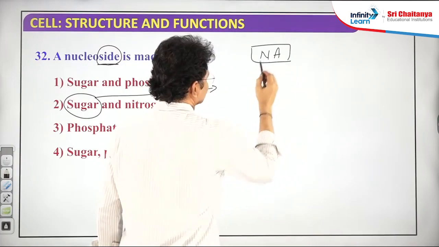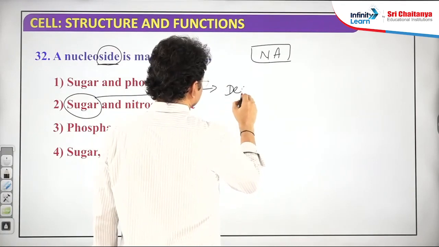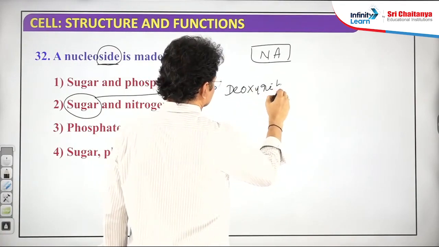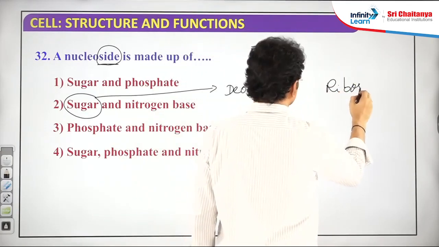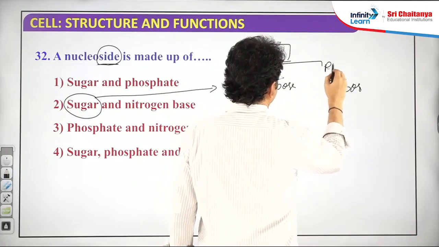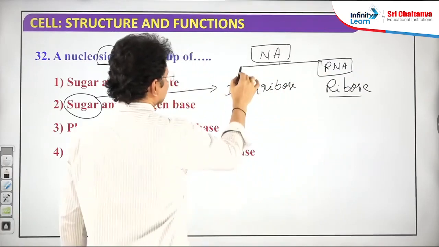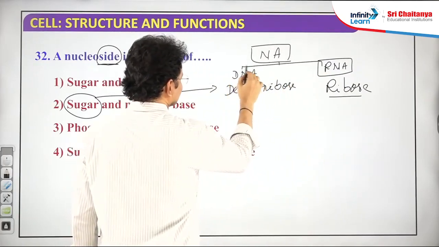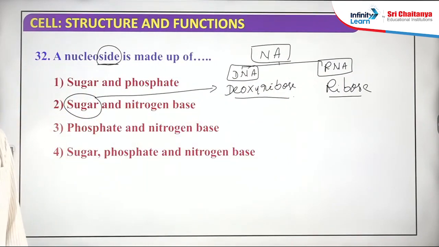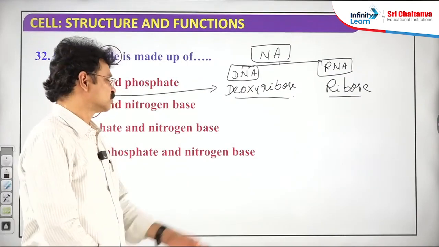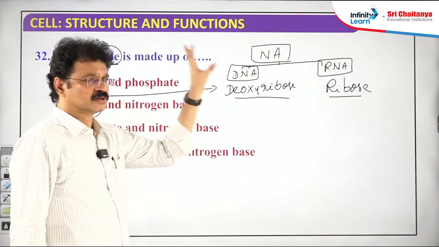What type of sugars are found in nucleic acids? Name of the sugar. Is it deoxyribose sugar or ribose sugar? If the nucleic acid is the RNA, then sugar is the ribose. If the nucleic acid is the DNA, the sugar molecule is the deoxyribose. Yes. Jayasri, good. Pentose. Both are example for pentose sugar molecules.